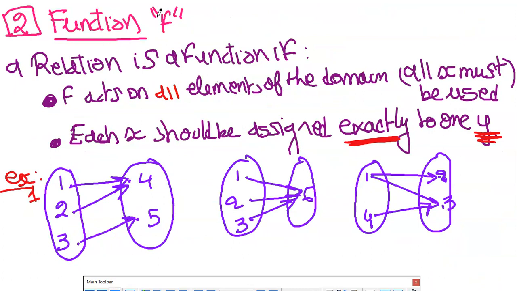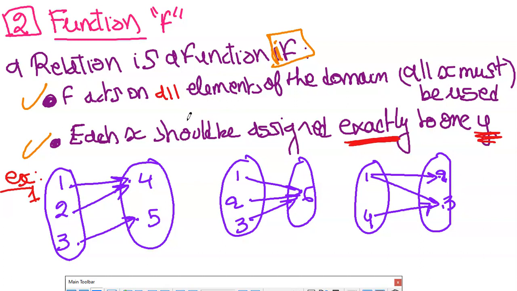First, the symbol of the function is the letter f. A relation is a function if, and it's very important to understand this, I have two conditions. If those two conditions are verified, I can say that it's a function. First, f acts on all elements of the domain. If I want to summarize this sentence, it means all x must be used.